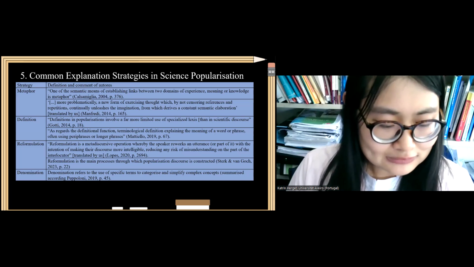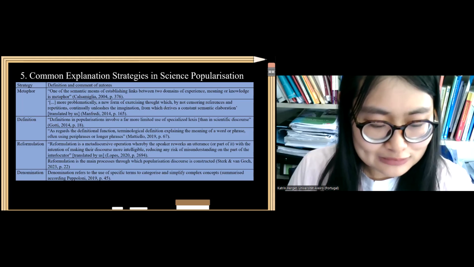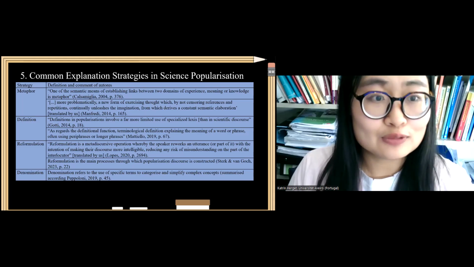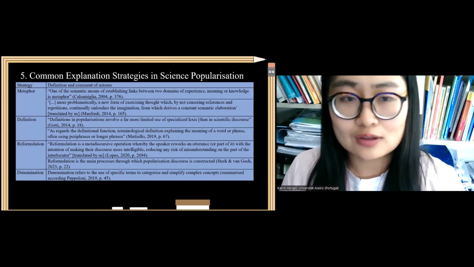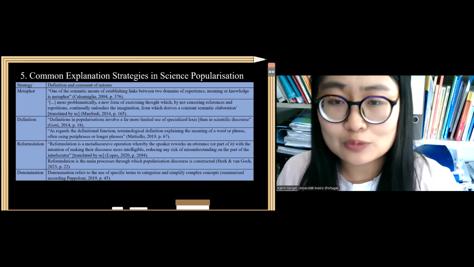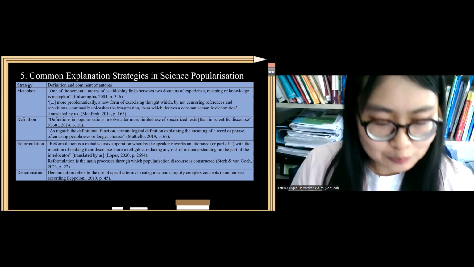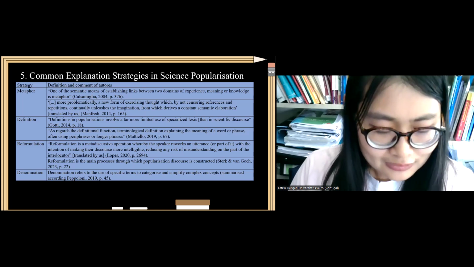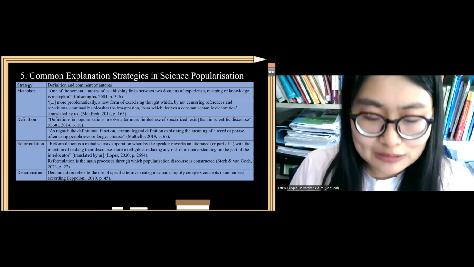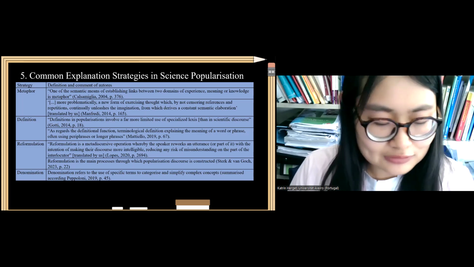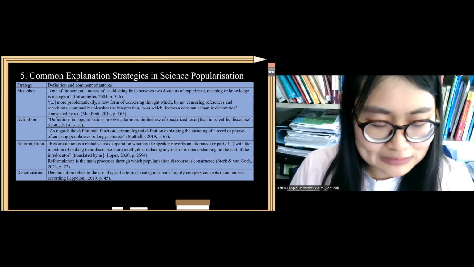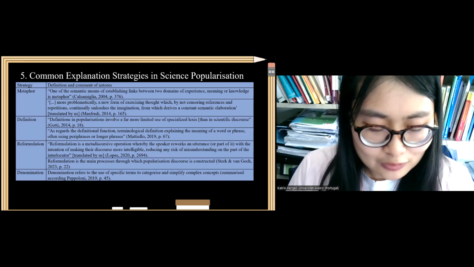The authors Carl, Samuel and Van 2004 define metaphor as one of the semantic means of establishing links between two domains of experience, meaning or knowledge. He defined metaphor as a semantic means of establishing connections between two domains of experience, meaning or knowledge.